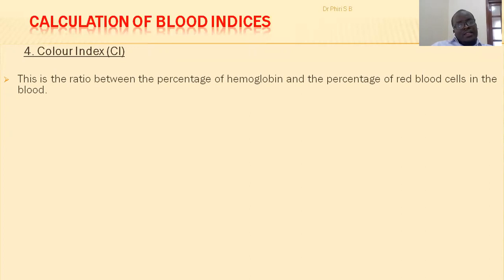So the color index is the ratio between the percentage of hemoglobin and the percentage of red blood cells in blood. You need to compare the hemoglobin percentage of the patient to that of a normal person. Then you also need to compare the red blood cell percentage of your patient to that of the normal person. Then you use the two factors to calculate the color index. I will show you that.